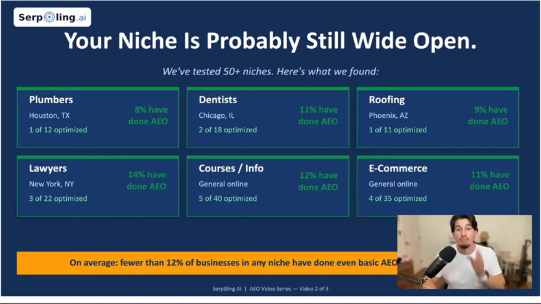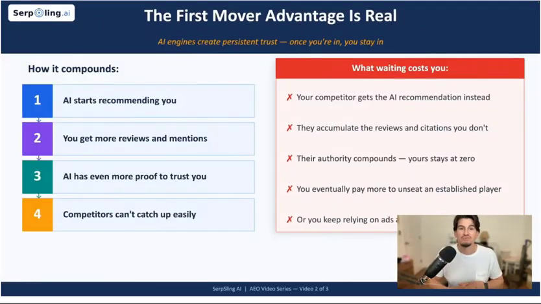So first movers win right now. This is wide open right now. The first mover advantage is real. AI engines create persistent trust, and once you're in, you stay in. And this is how it compounds. AI starts recommending you. You get more reviews and mentions. AI has even more proof to trust you, and competitors can't catch up easily.